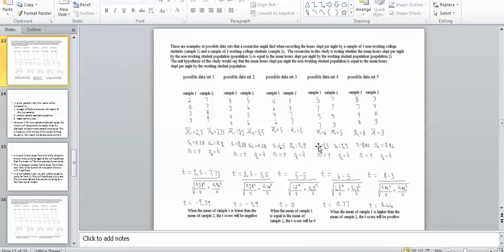And obviously we don't have any control over what the sample means and what the standard deviations come out to, because this just depends on the data that you end up collecting. What the researcher can control are the sample sizes. So if your t-score comes out too low to reach the critical value, one option is to increase your sample size, which will help you to reach the critical value.